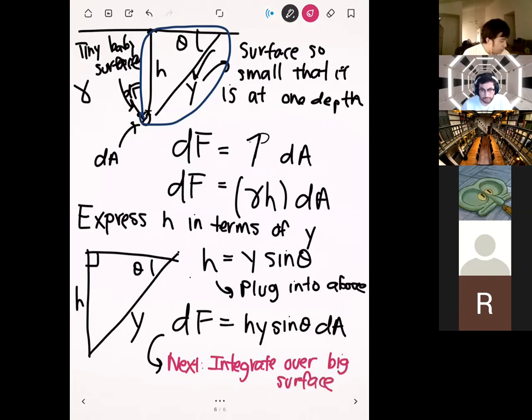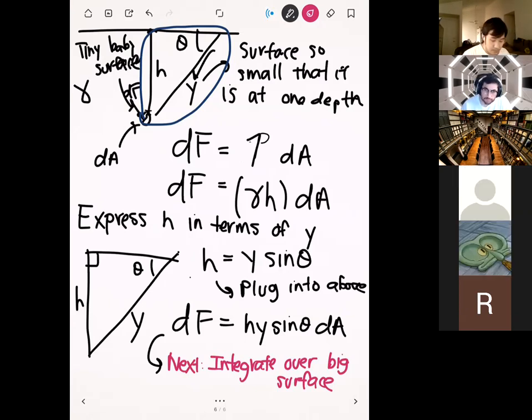Okay, and we're going to do that on the next page. Professor, should that h next to the y sine theta be the gamma? Should be gamma, yes. Thank you. Yep. All right, any questions on this before we move on?